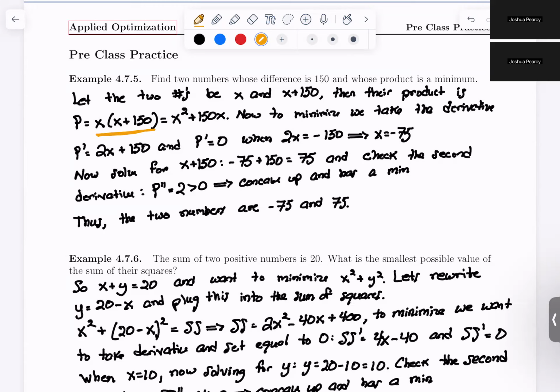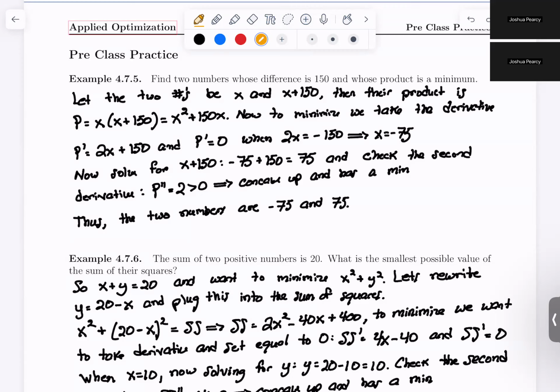So when I take the derivative of x squared plus 150x, the derivative of x squared is 2x. The derivative of 150x is 150. And then I set it equal to 0 and solve. And this happens when 2x equals negative 150. And then dividing both sides by 2, I have that x is equal to negative 75.